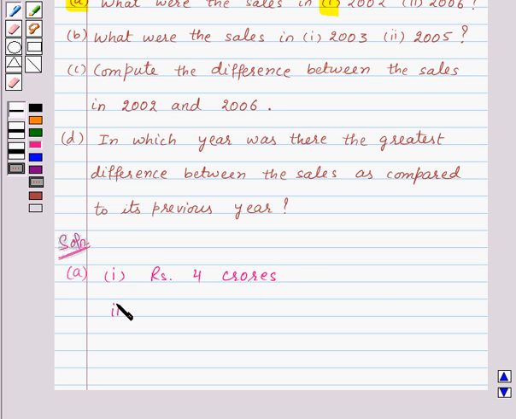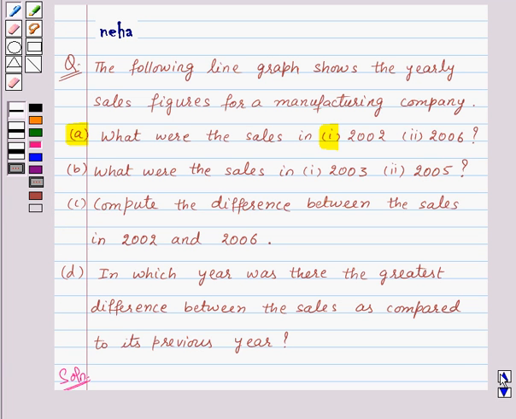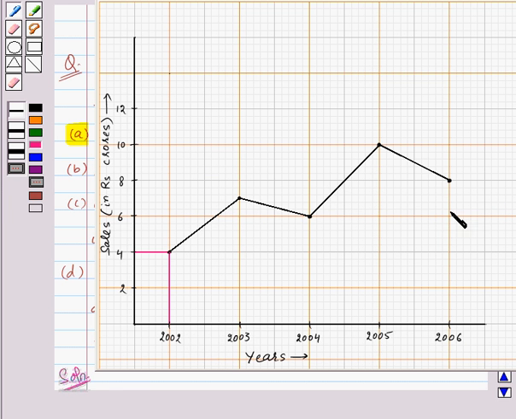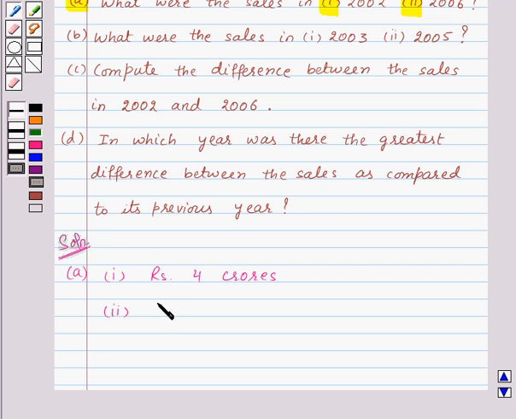Now, let's do the second part. In this, we need to find out the sales in the year 2006. In the graph, this point corresponds to the year 2006. Simultaneously, this point corresponds to point 8 on the y-axis. That means the sales in the year 2006 were rupees 8 crores. So here our answer to the second part is rupees 8 crores.